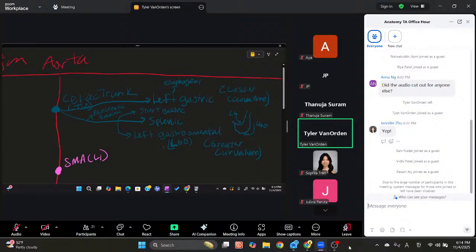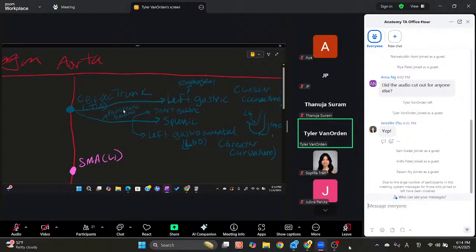LGO. So that's it for the first two branches of the celiac trunk. We're going to go to the right side now.